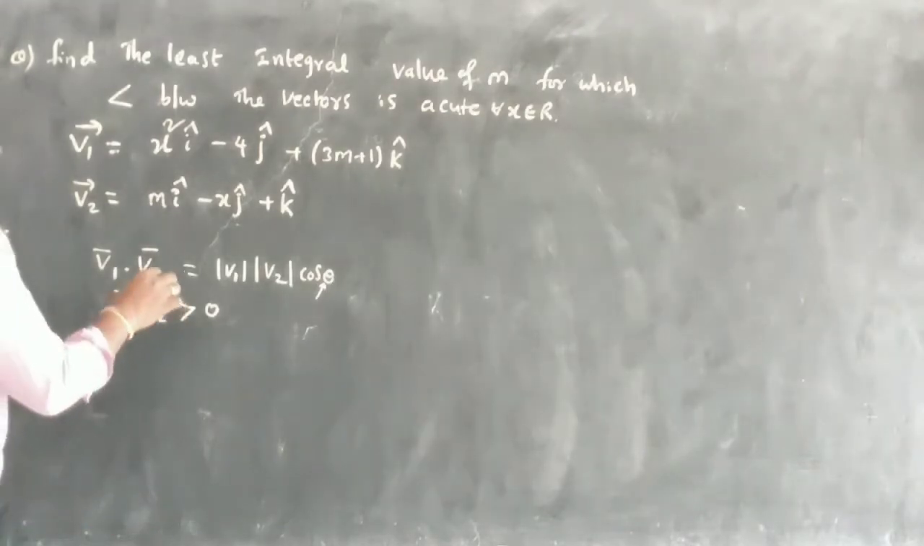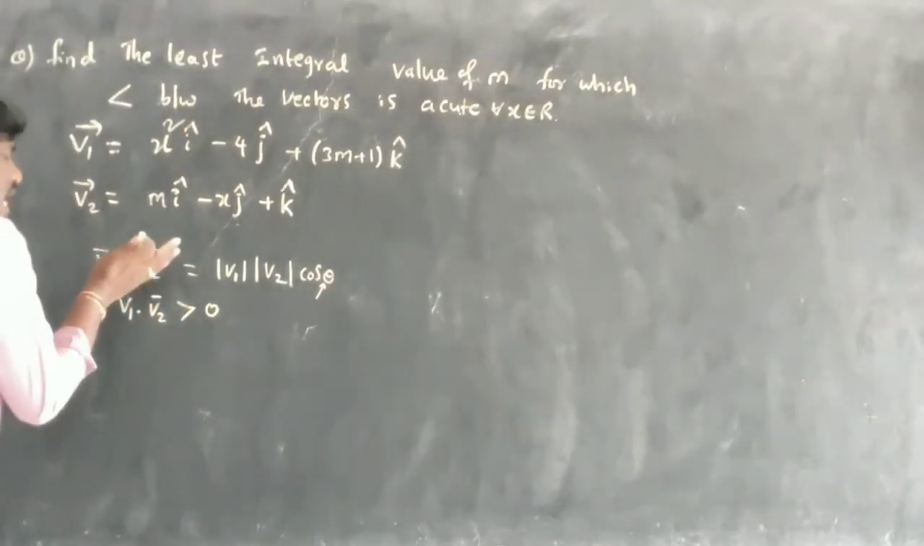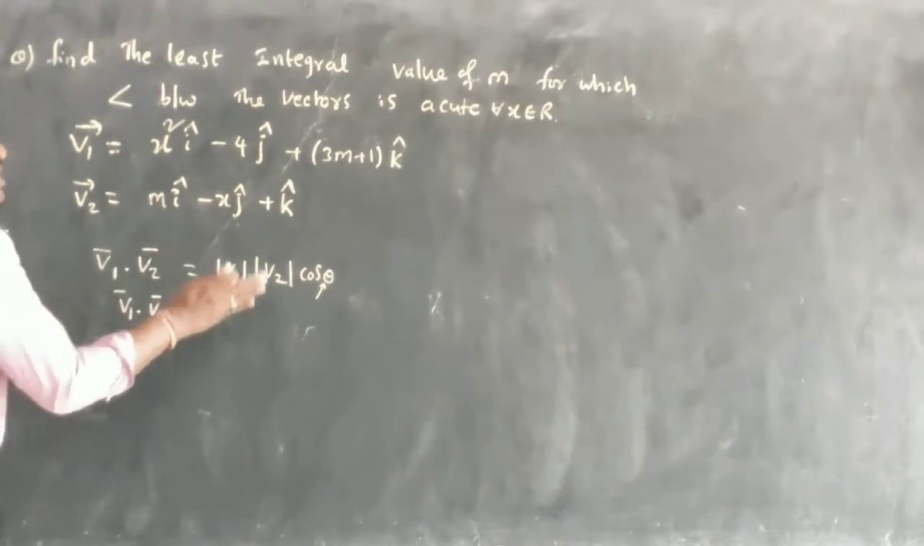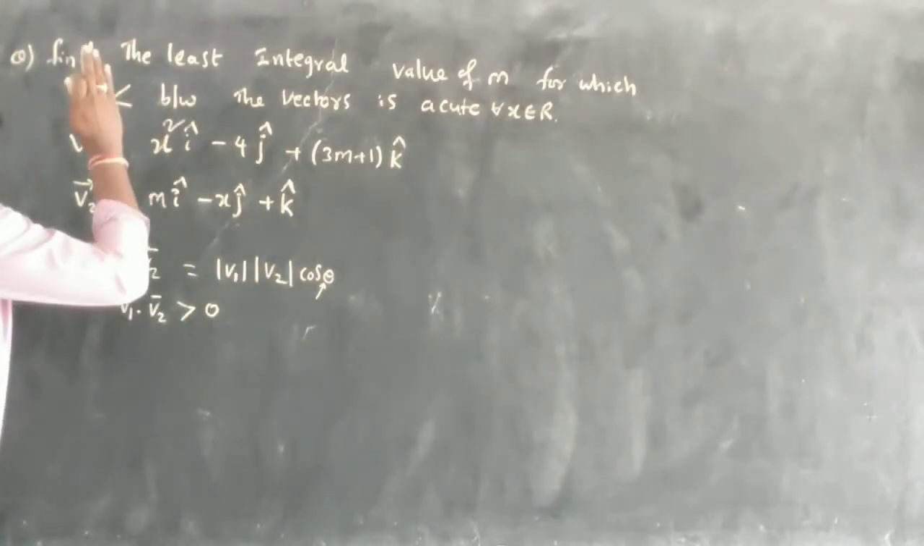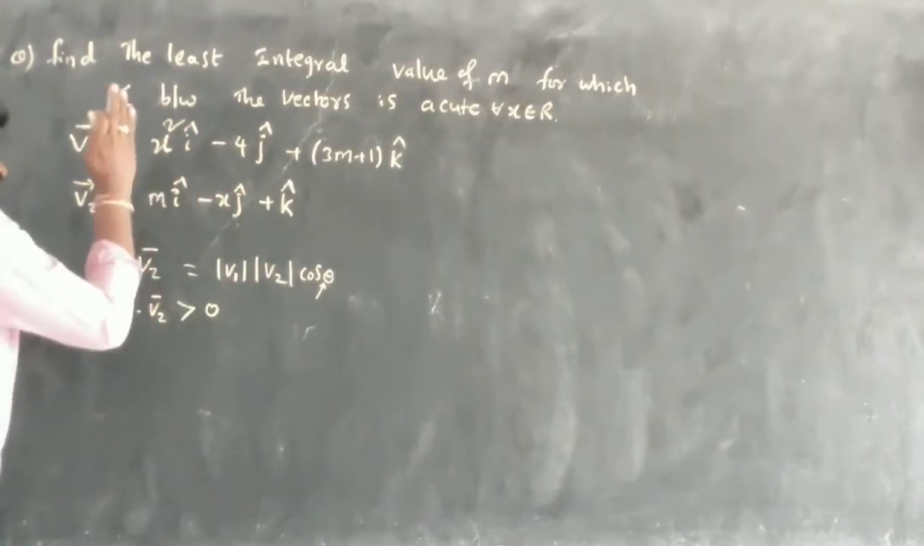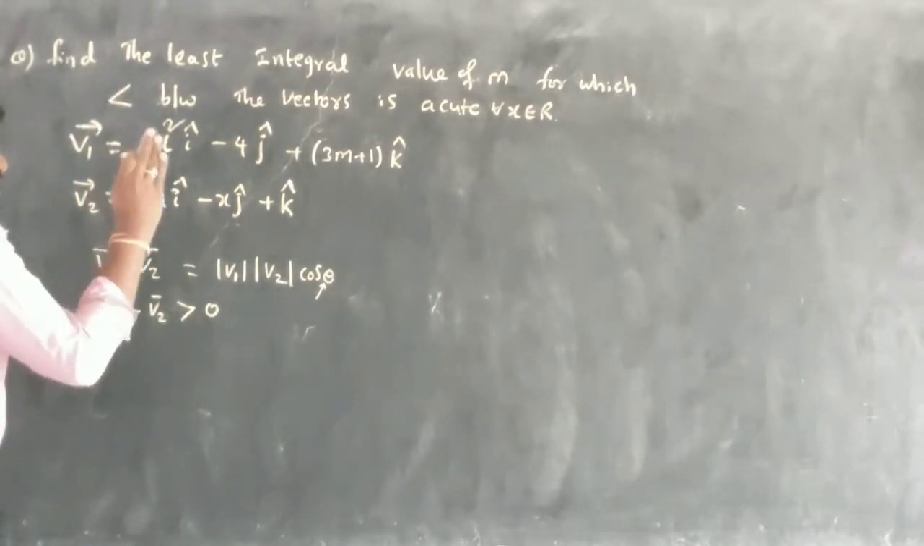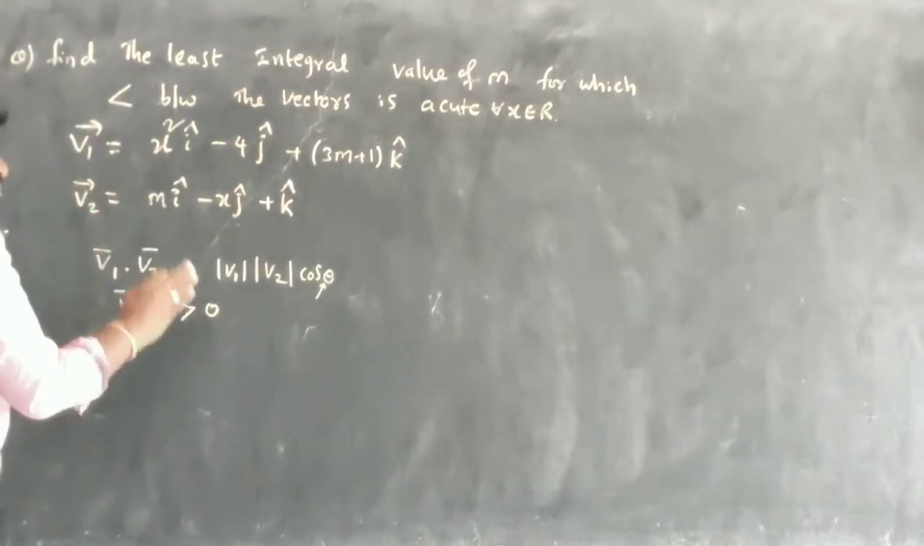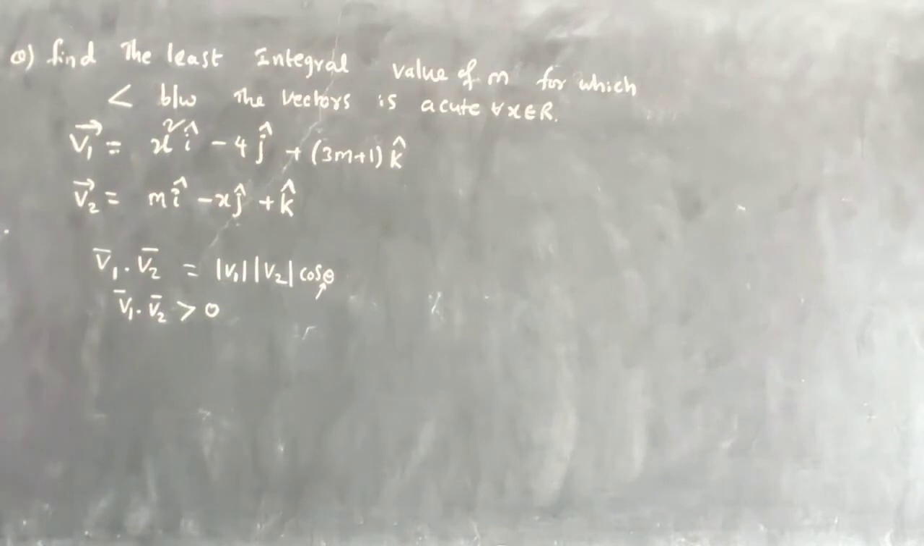So this is the rule, right? What is the rule here? If the angle between the two vectors is acute, then V1 vector dot V2 must be positive. That means it must be greater than 0. Okay, greater than 0. Already you know the dot product of two vectors.